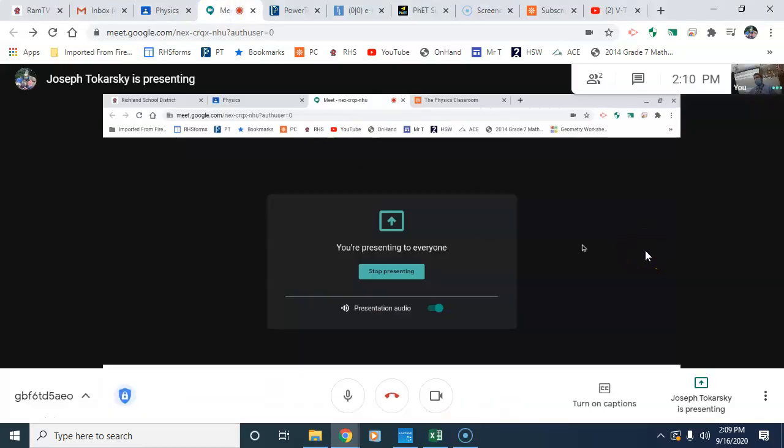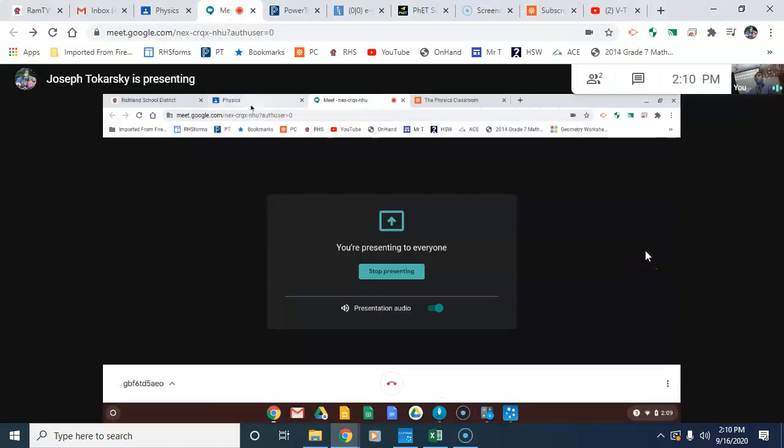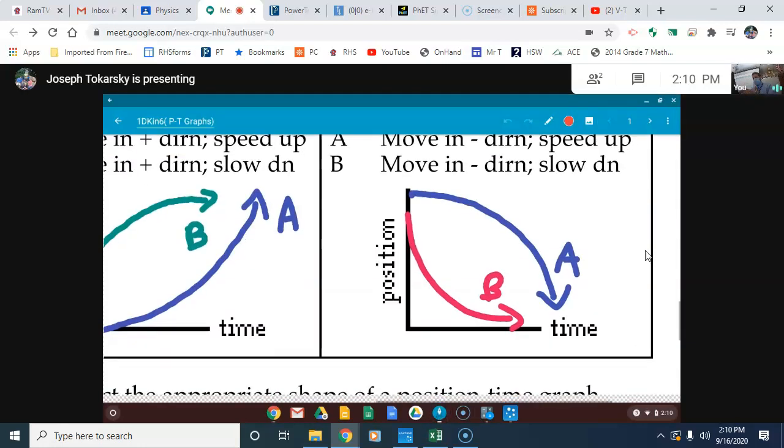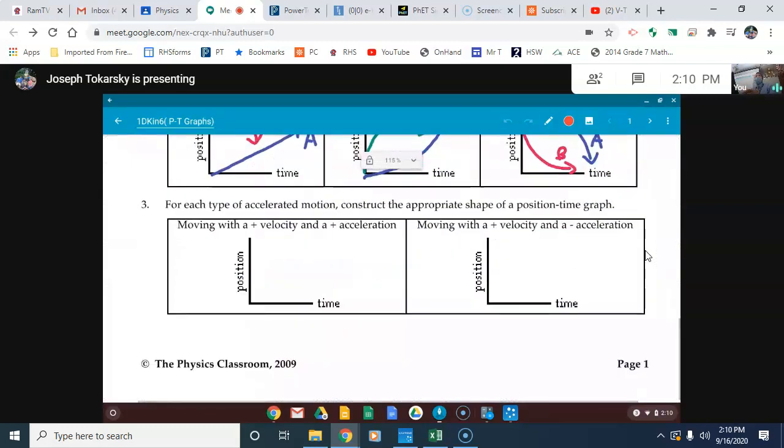All right, there we go. All right, so picking back up where we left off the other day. I think we should be at the bottom of page 1, right?